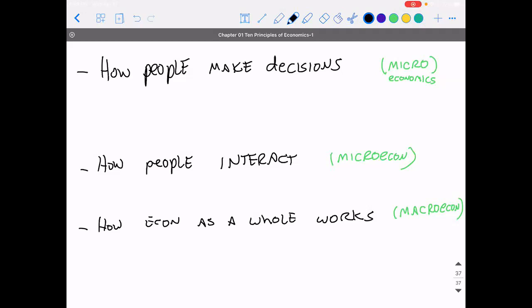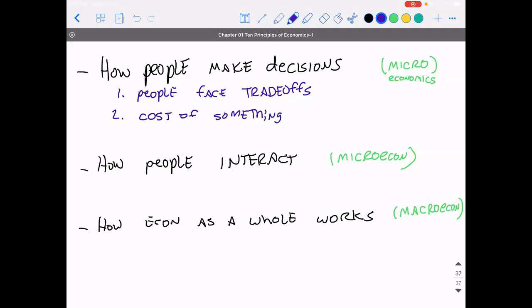Those 10 concepts being: one, that people do face trade-offs. We have to make decisions. Two, that the true cost of something isn't necessarily the monetary cost, but rather what you give up, what you could have done instead.